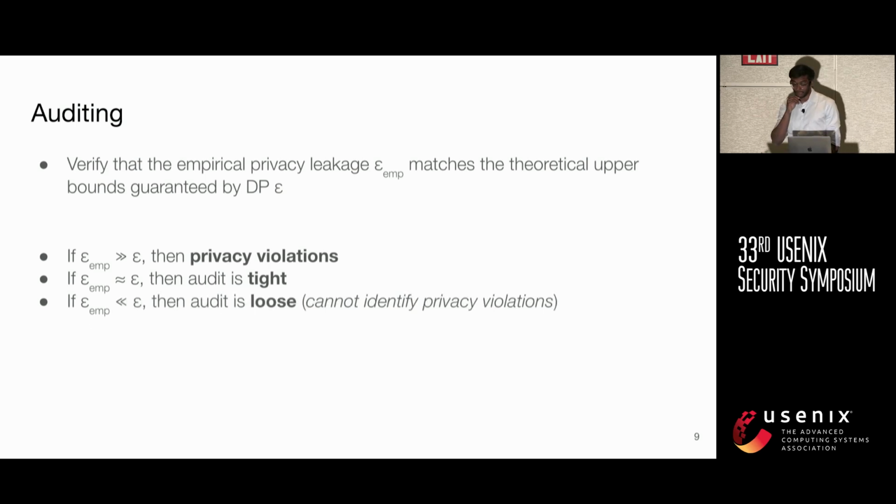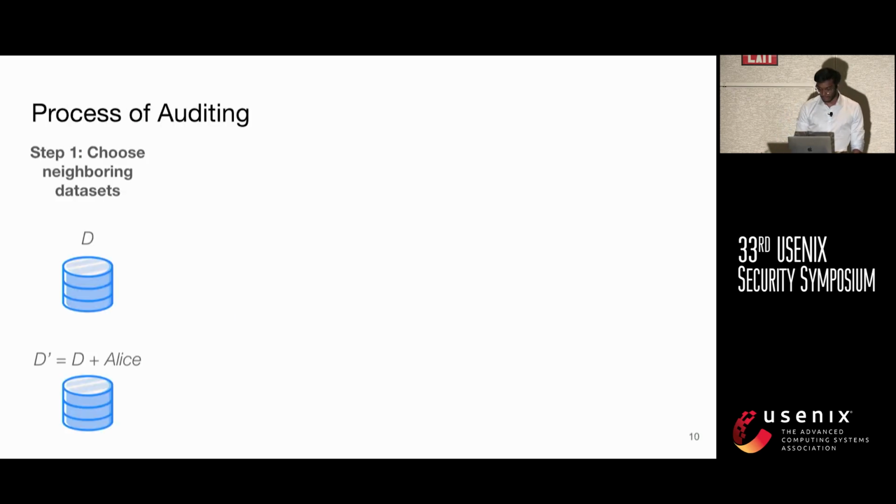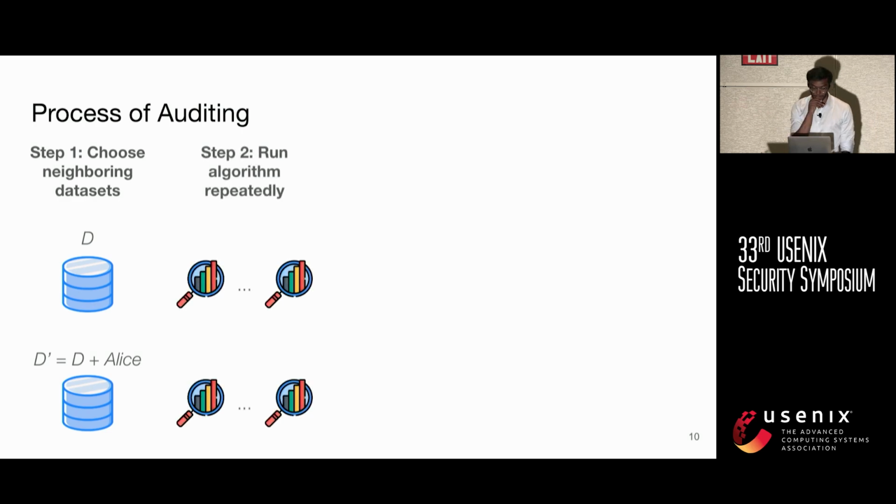Another interesting outcome that we can have in the process of auditing is where the empirical epsilon is much smaller than the theoretical one. In this case, the interpretation is that the audit is loose, or that the attack that we're using to audit is not good at actually extracting the privacy leakage. And this generally means that the audit is not effective, it cannot find privacy violations in practice, and therefore needs to be improved. So in more detail, in the process of auditing, we first choose 2 neighboring data sets.